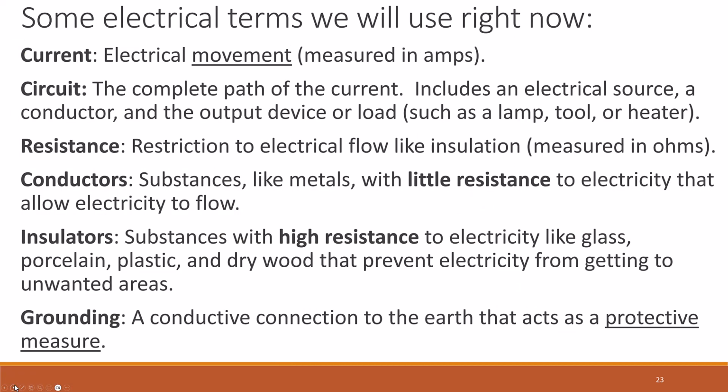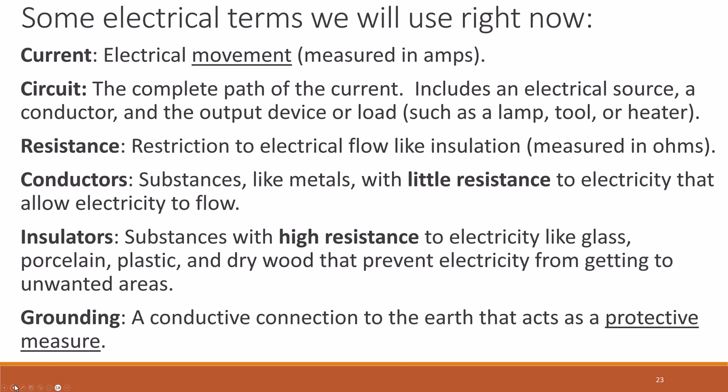So there's a few electrical terms. You could talk about the current is electrical movement. We measure in amps. The circuit itself, you're completing the path. You got to have a complete loop where you go from the supply of power to the return of power. You got to complete the circuit. So then there we can talk about resistance, the restriction to electrical flow. It's like the insulation on the wires. Conductors, substances, mostly metals that we use that conduct the electricity very well with little resistance to the electricity. Insulators, things like plastic or glass or porcelain, even dry wood sometimes, that prevent electricity from getting to unwanted areas.